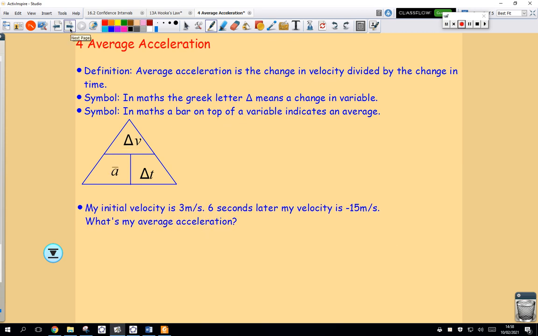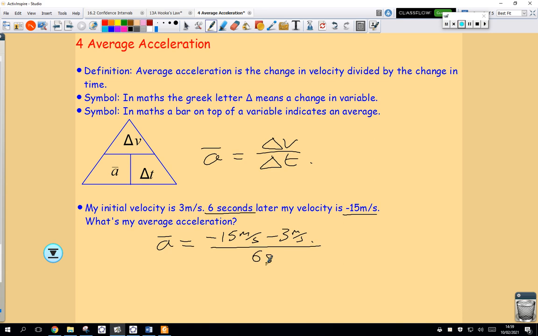My initial velocity is 3 meters per second. 6 seconds later, my velocity is negative 15 meters per second. What's my average acceleration? Average acceleration is defined as change in velocity over change in time. So in this case, my average acceleration is going to be change in velocity, when my final velocity is negative 15 meters per second, subtract my initial velocity, which is positive 3 meters per second, and that's divided by my change in time, which is 6 seconds. So what I'm going to have here is negative 18 meters per second divided by 6 seconds, which gives me negative 3 meters per second squared.